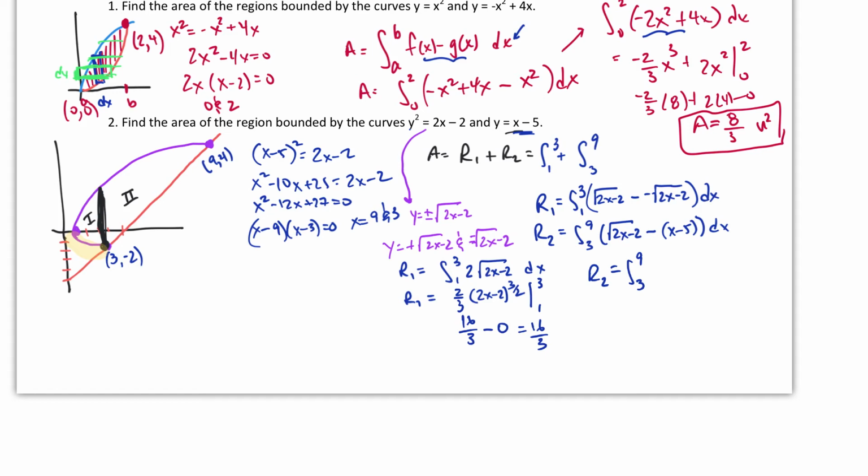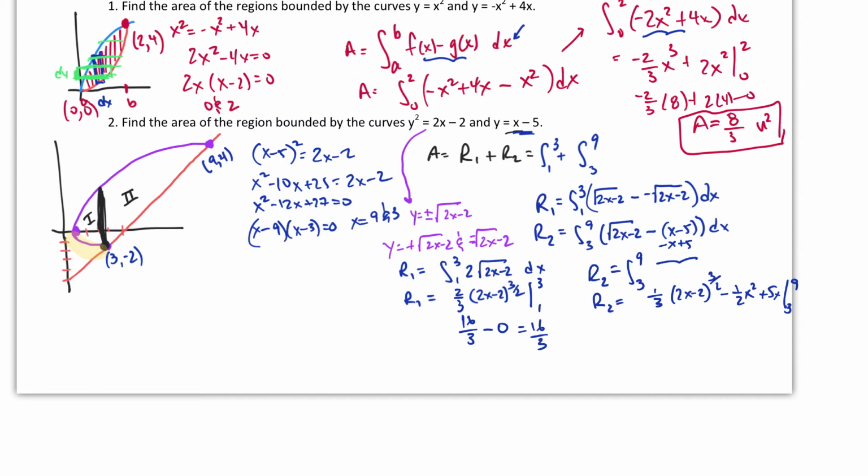I really can't clean that up much, so I'm just going to go ahead and integrate it as is. The only thing I'm going to change is to write it as minus x plus 5, just like that. Region 2, after you integrate it, will be 1/3 times 2x minus 2 to the 3/2. This is why this one's 1/3 and the other one was 2/3, because I had that 2 out in front of it, minus 1/2 x squared plus 5x on the bounds from 3 to 9.